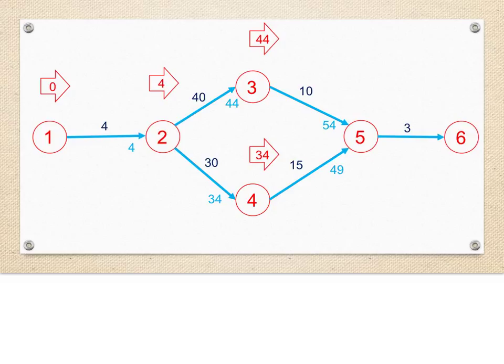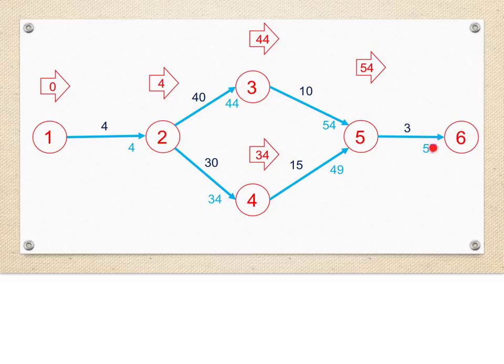Now, since we have two tasks flowing into event 5, the task with the greatest earliest finish time controls. So, the earliest start time for event 5 is 54 days. We then add this value to the 3 days it will take to write the geotech report and get an earliest finish time of task 5-6 of 57 days.